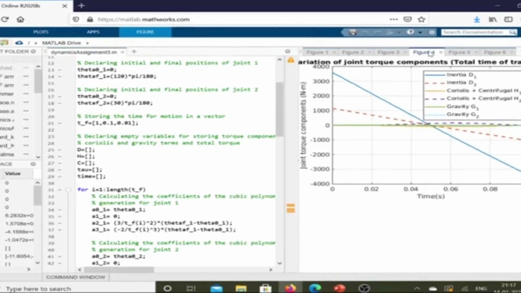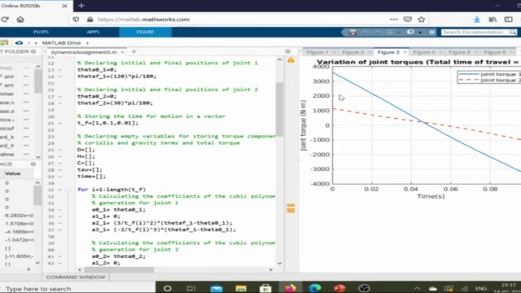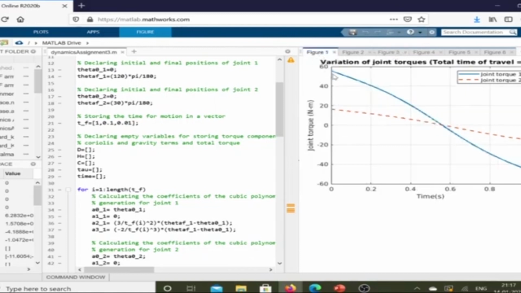So if you look at figure 4, what is happening is that in figure 3, the torque has gone up to 4000. Sorry, figure 4 is for 0.1 second. It has gone up so much because I've changed my angles also. So let's see this variation of torque for total travel time of 0.1 second. It has gone up to 3500, joint 1 and joint 2. Now for 1 second, it is 60 Newton meter.